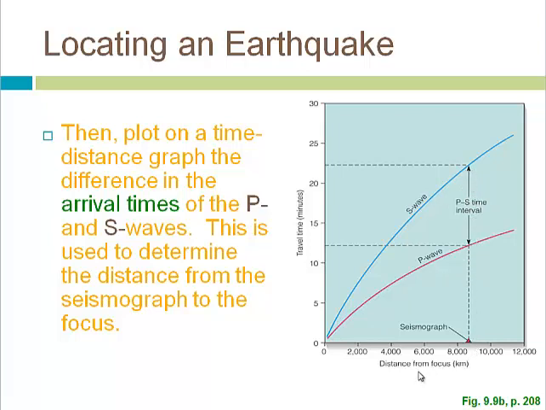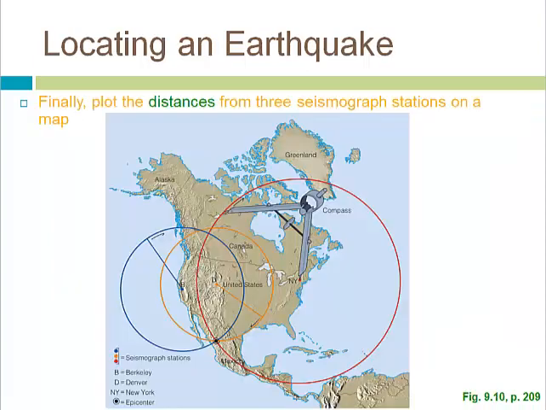We match them up, and we know the distance to the focus is, in this case, about 8,500 kilometers away from this one station. So we can plot the time distance on the graph, and we look at the difference between the arrival times of the P and the S waves, and this is used to determine the distance from the seismograph to the focus. But as we do that, because you don't really know, let's say you have one, it's a circular ring around whatever seismograph that you have.